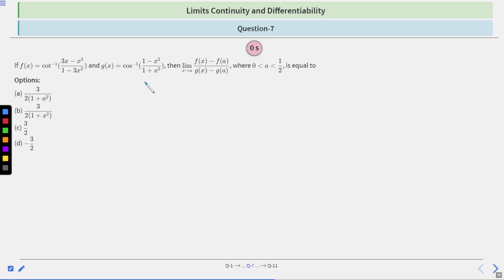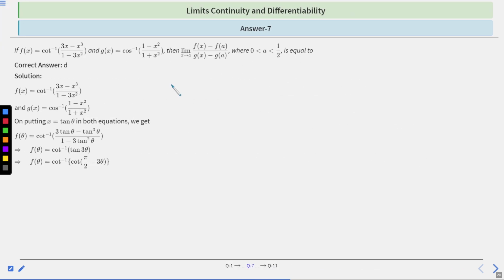Okay, see, the hint of this question is, we can put the value of f(x) and g(x), right, which will be cot inverse of this thing minus cot inverse of f(a), and a is from 0 to a. Clear? So we will put f(x) minus f(a) upon g(x) minus g(a), right? So let's solve this question.